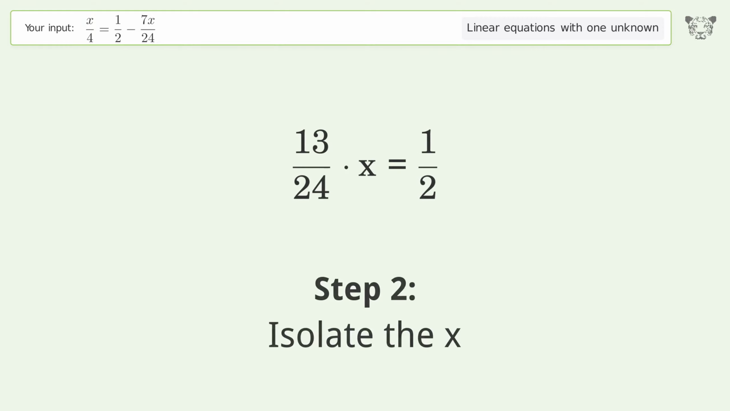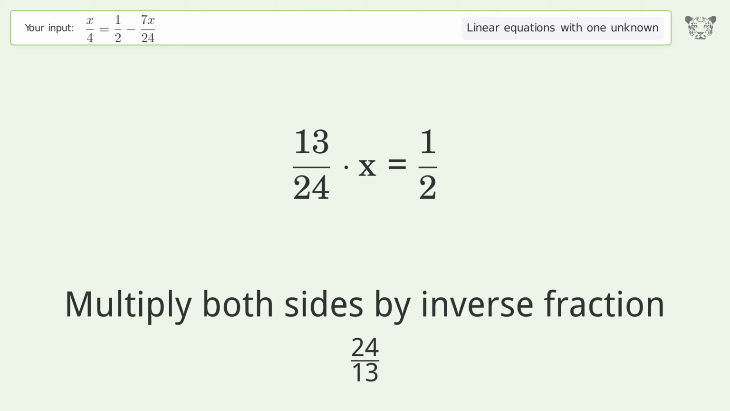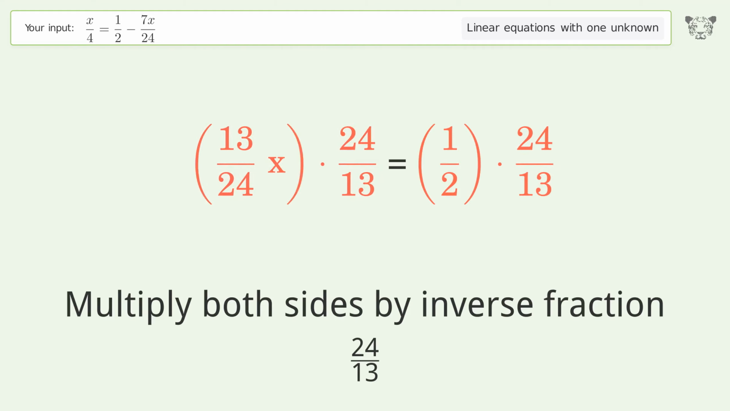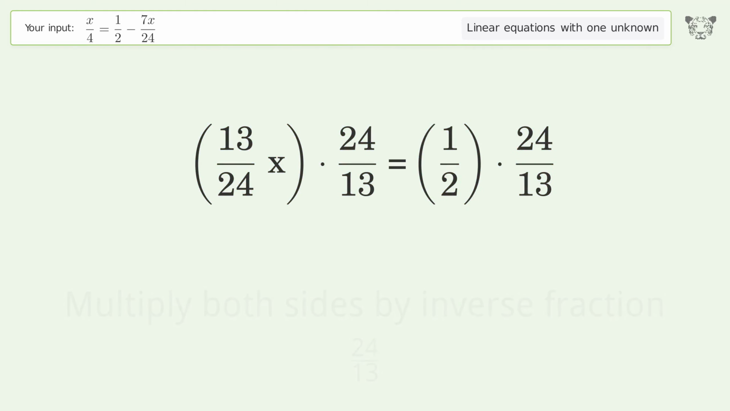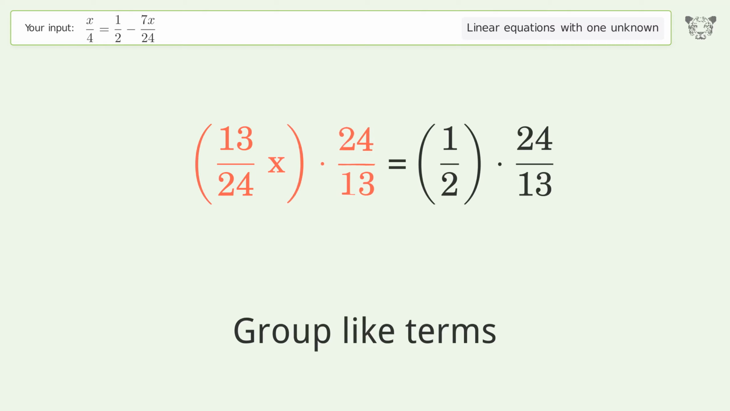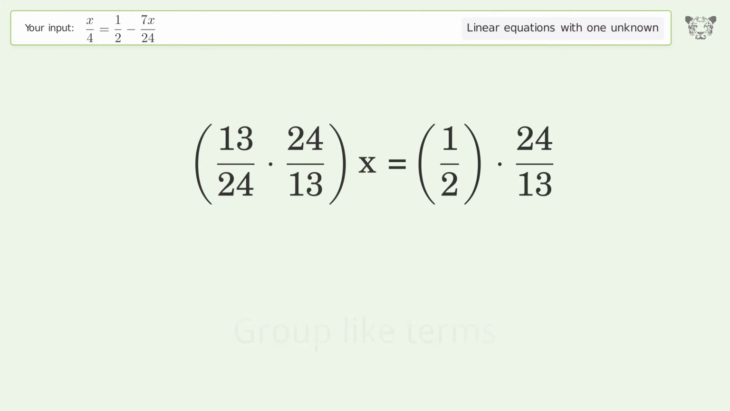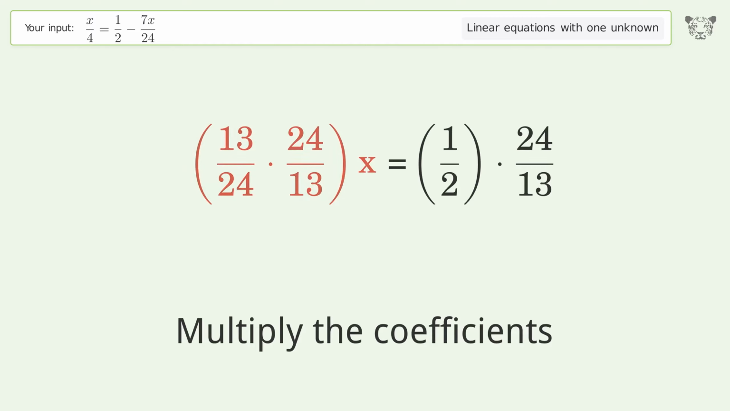Isolate the x. Multiply both sides by inverse fraction 24 over 13. Group like terms. Multiply the coefficients.